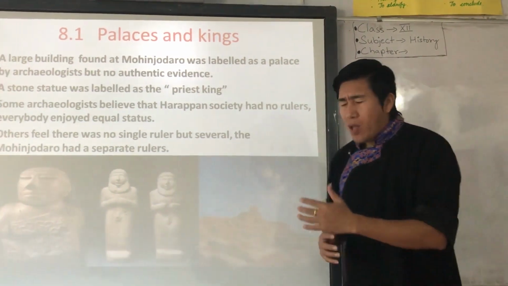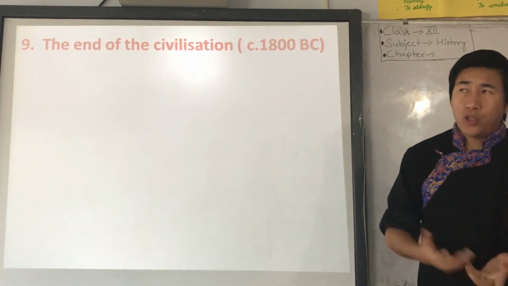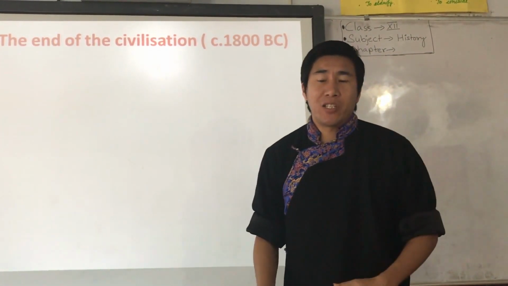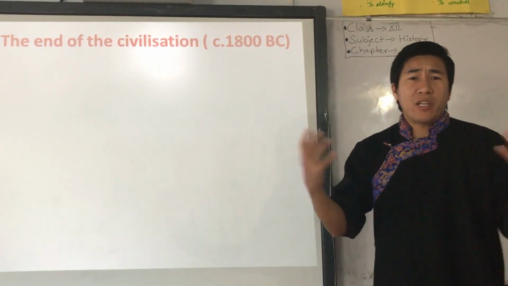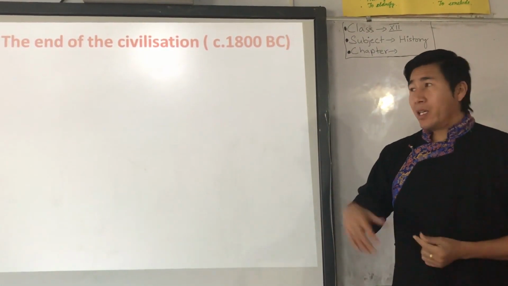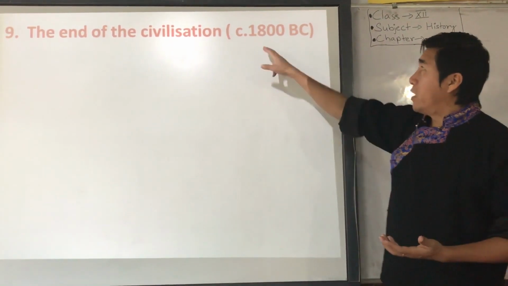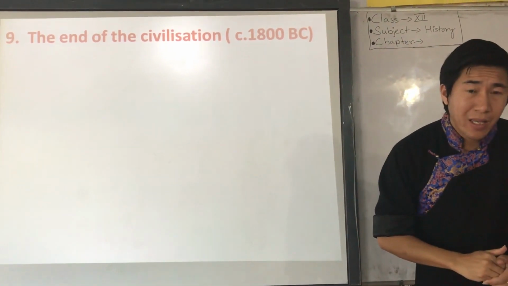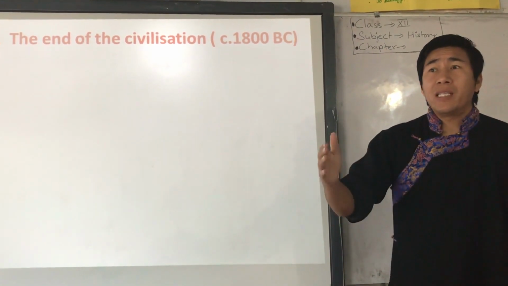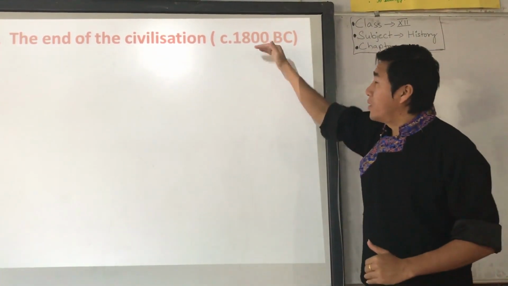Understood? Now, unfortunately, everything has to come to an end. So here is the end, or decline, of the Indus Valley civilization. This very popular, majestic, advanced civilization came to an end. The date given by archaeologists was circa 1800 BC. Around circa 1500 BC, people had almost forgotten about the Indus Valley civilization. The decline started from that date.